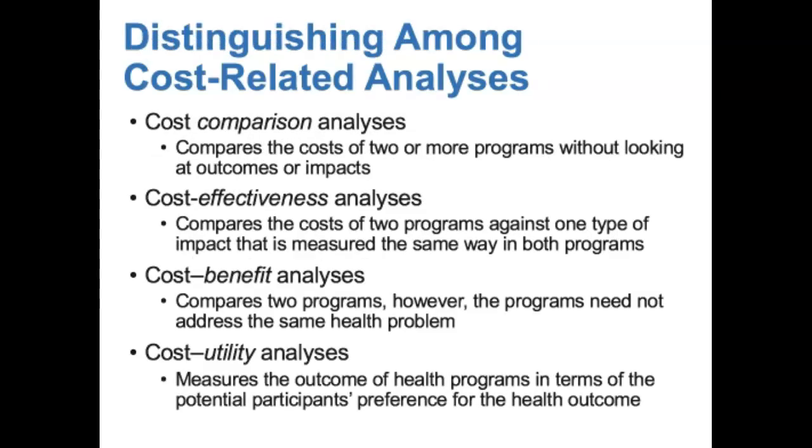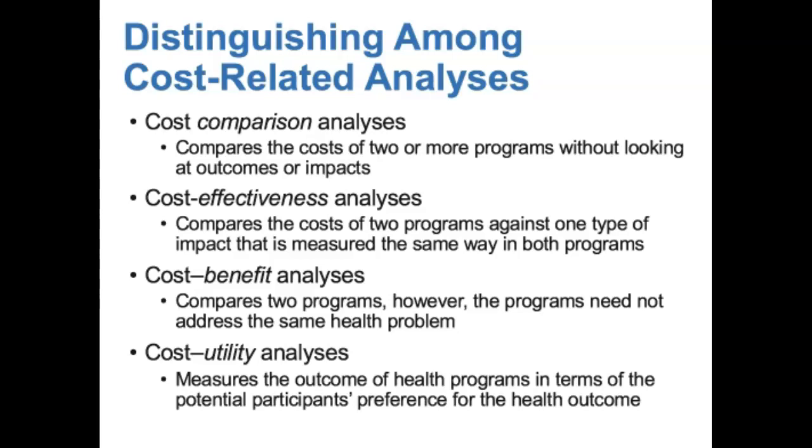There are several types of cost-related analysis that you can do of a program. Here are the 4 main types of economic analyses and their descriptions. First, cost comparison compares the costs of 2 or more programs without looking at outcomes or impacts. They can look at cost per participant or for the revenues generated by several programs. An agency might do a cost comparison if it provided several different health programs, all for the same health problem, and needed to eliminate one.